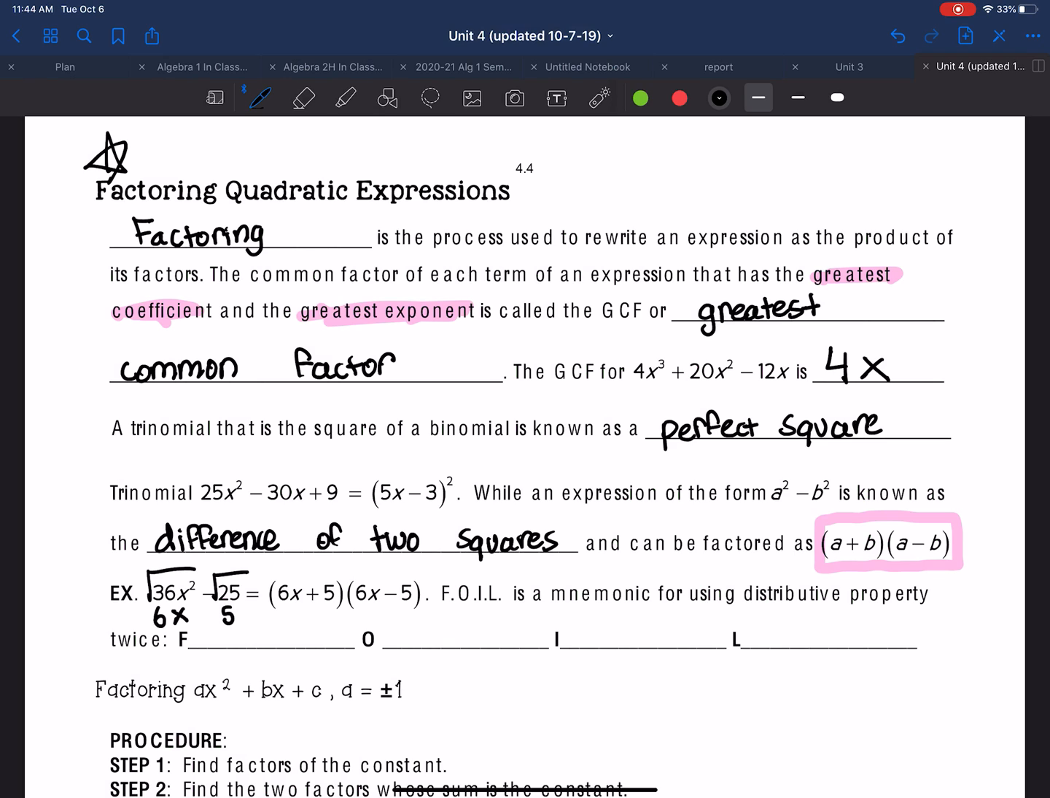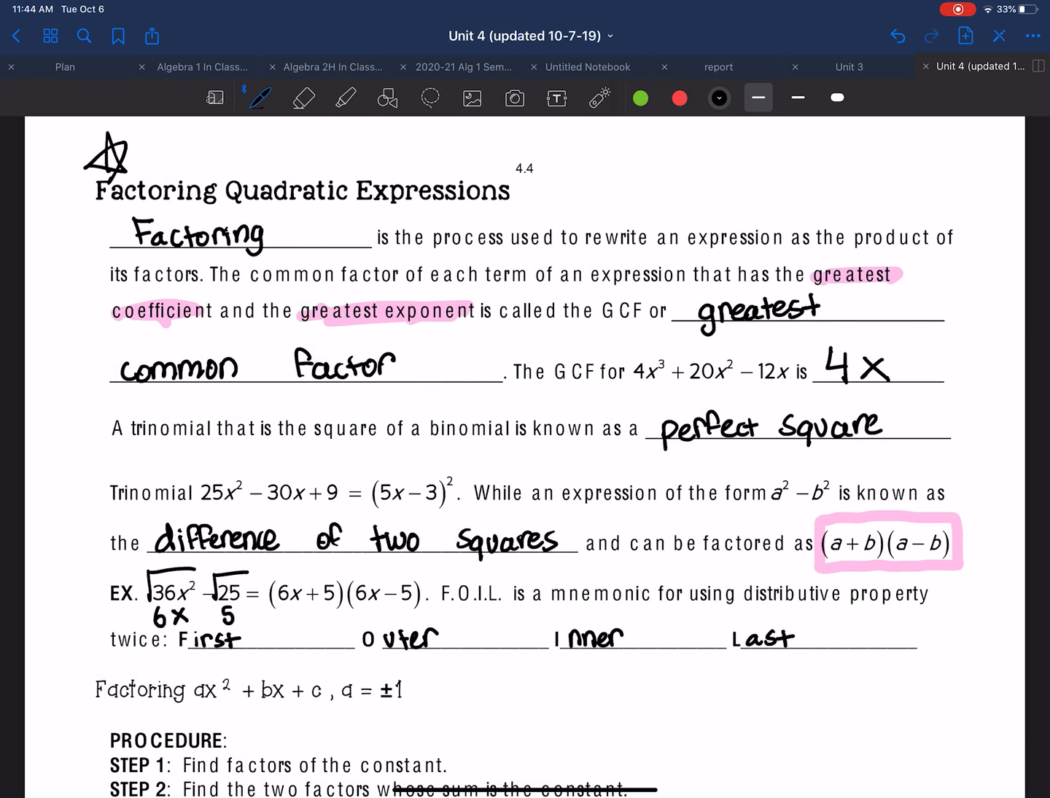Last but not least, let's talk about foiling real quick. Foiling is just something that we use to help us remember using the distributive property if we're multiplying two factors together or two binomials together. What this stands for, once again, you remember this from Algebra 1, means first, and then outer, and then inner, and last.